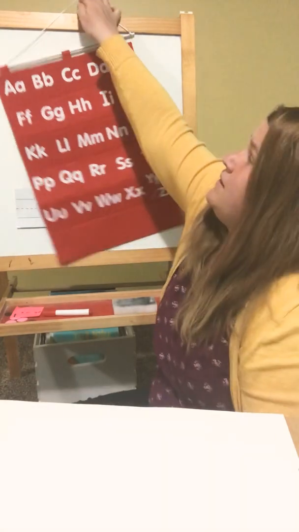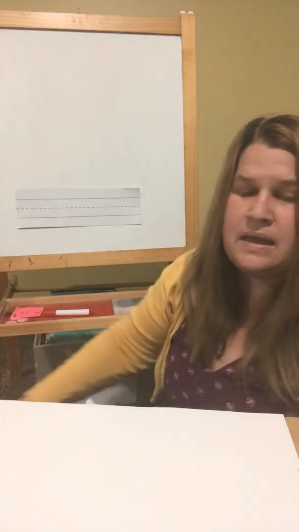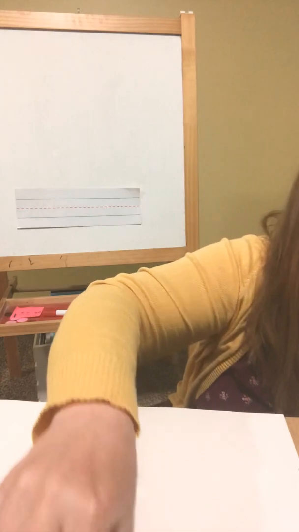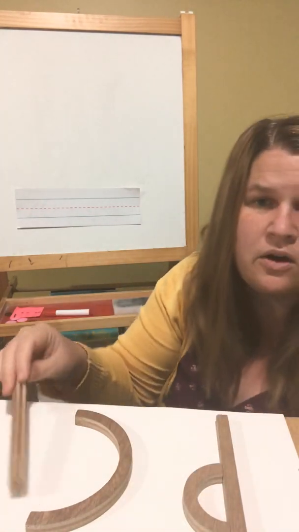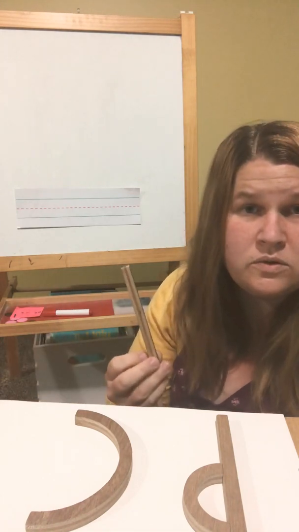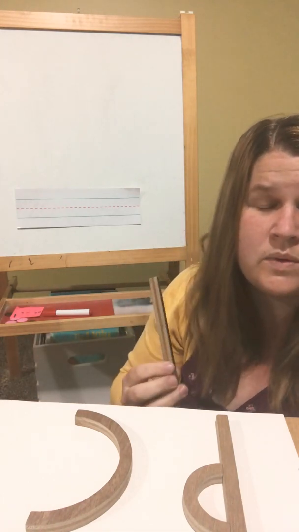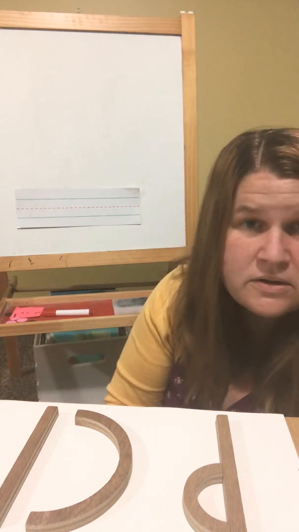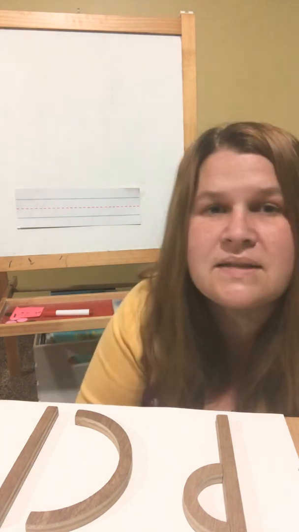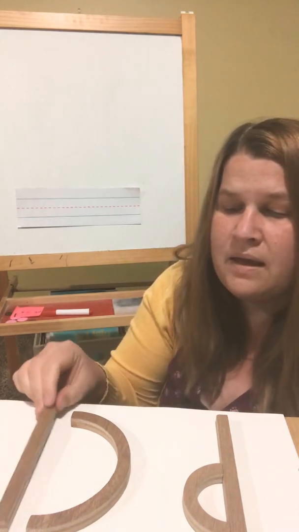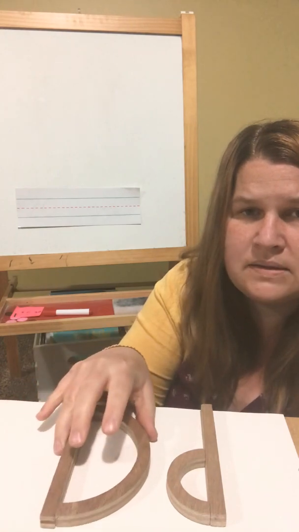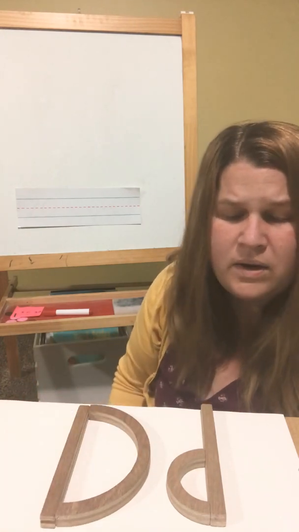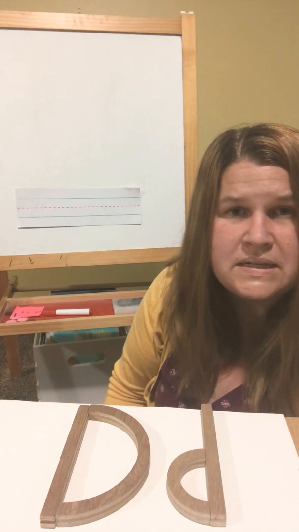So I'm going to take this down, and I'm going to show you a D a little bit different way today. I'm going to use my sticks and my curves, and to make a D, you could use your Play-Doh. You could make sticks and curves with your Play-Doh, or you could use pipe cleaners and your popsicle sticks to make your Ds. But, so here's an uppercase D and here's a lowercase d. And I want you guys to tell me, what do you notice about those Ds?